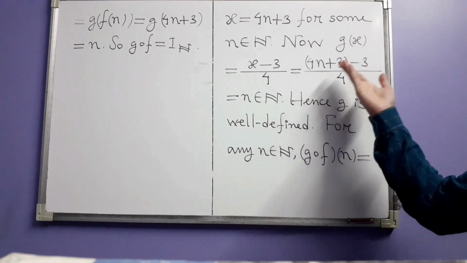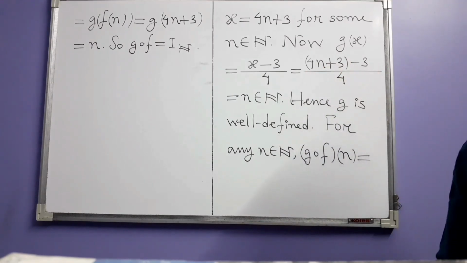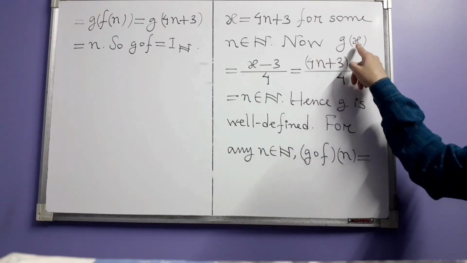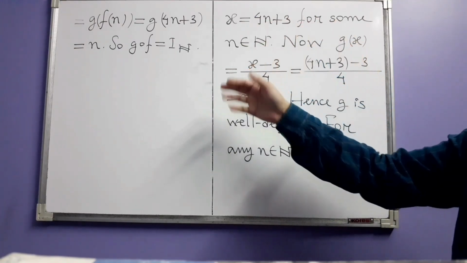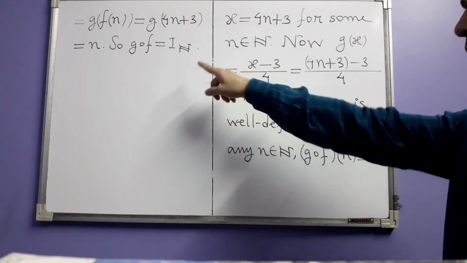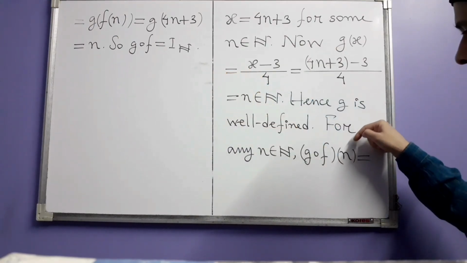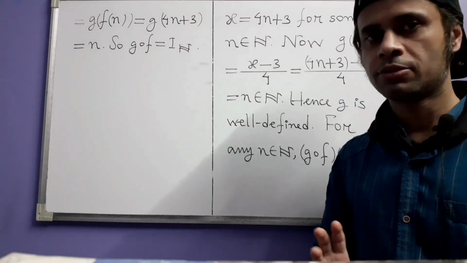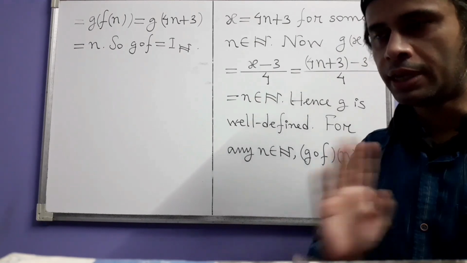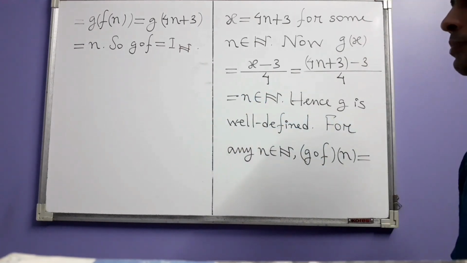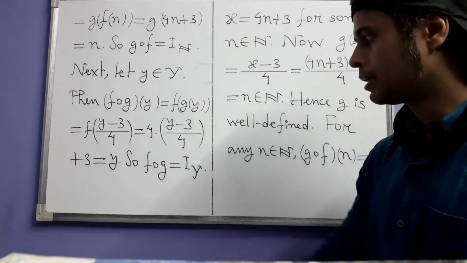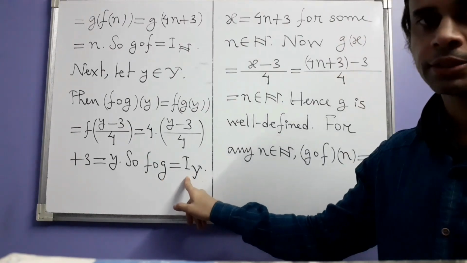And how did I just simply write that this is equal to n? Because luckily we have the calculation here already done for us. Because if x is 4n plus 3, this g of x is g of 4n plus 3, and we already know that that is equal to n. So your input is n, output is also n. g composition f does not change any element of the set n, so it's the identity map on n. Next we show that f composition g is the identity function on y.